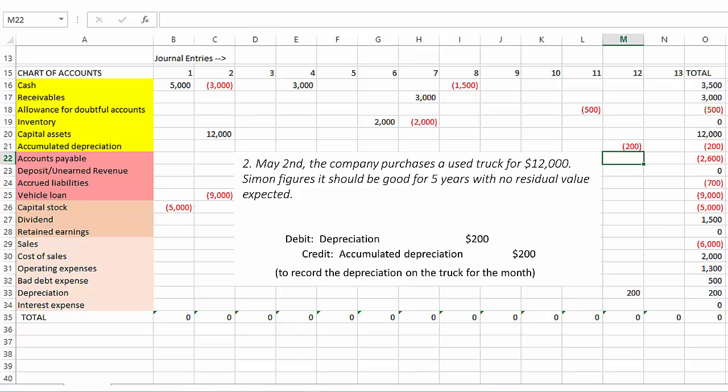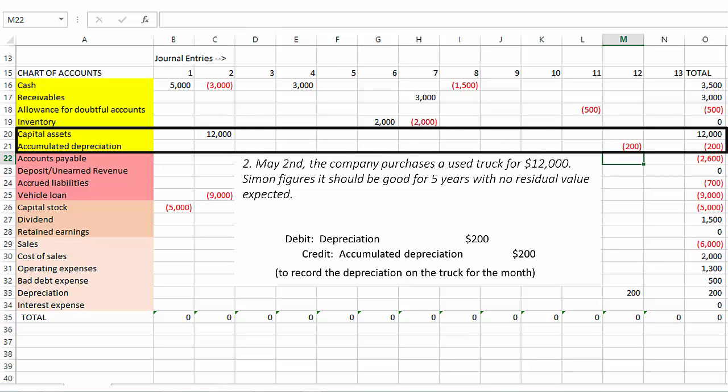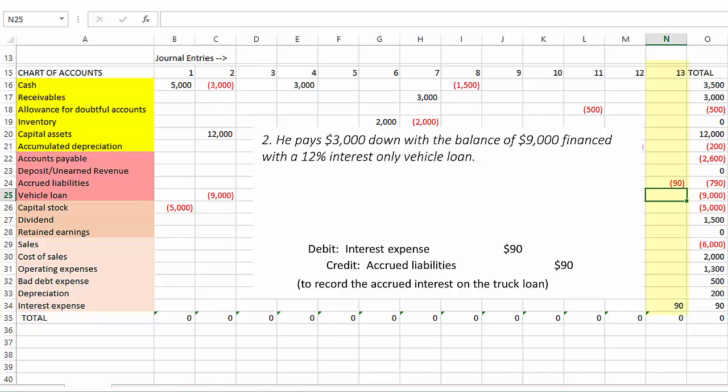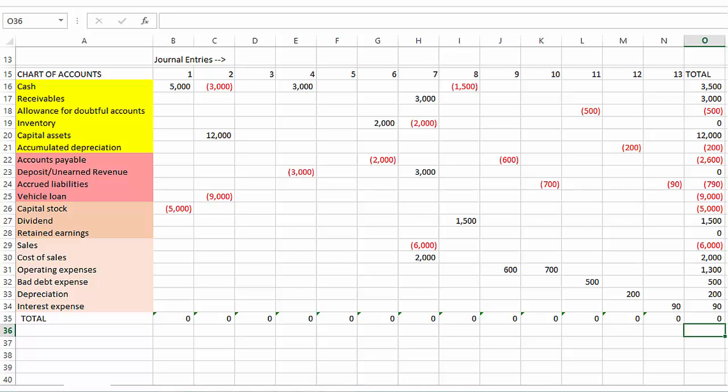And for those of you who saw the previous lesson, there are two additional entries that we had to prepare to close the May books. The first was the depreciation entry. The positive debit amount goes to depreciation expense, and the negative credit goes to accumulated depreciation, which is a contra account against capital assets. And finally, the accrued interest expense was recorded by debiting interest expense and crediting our accrued liabilities.